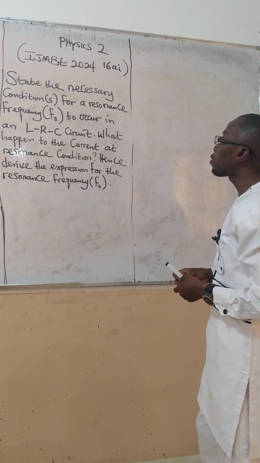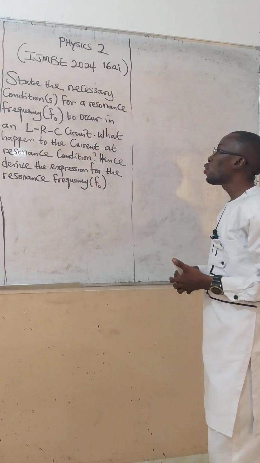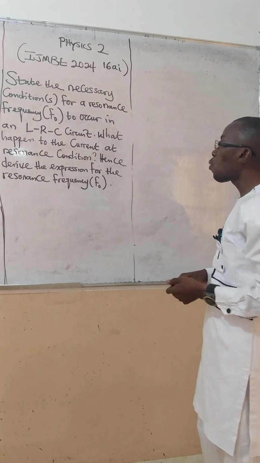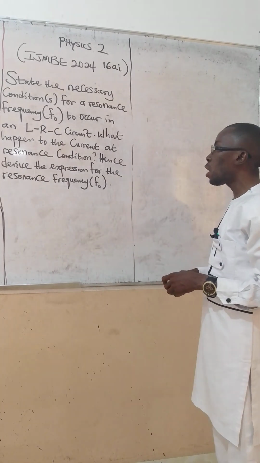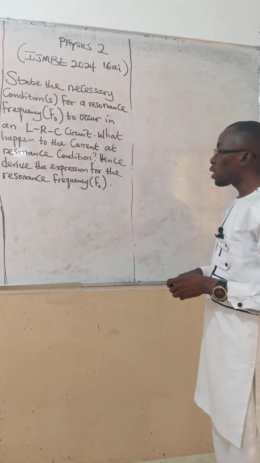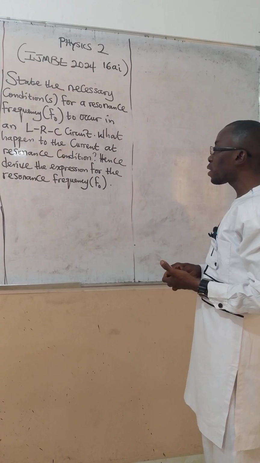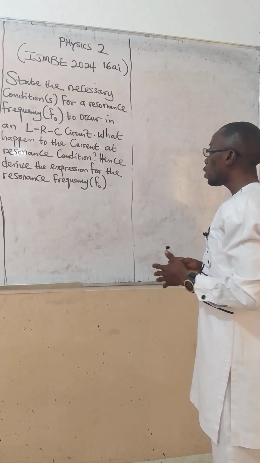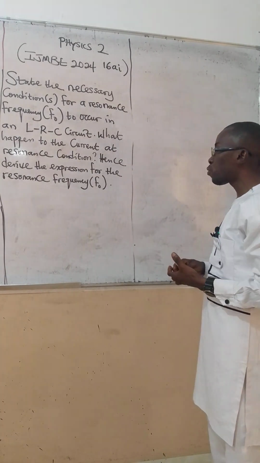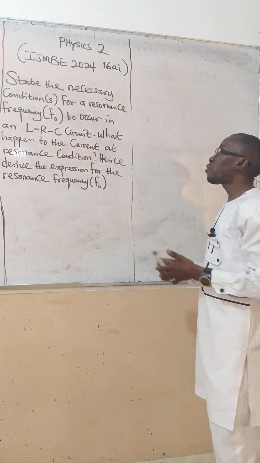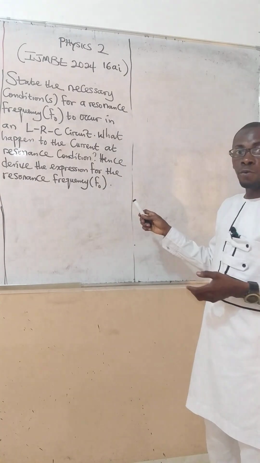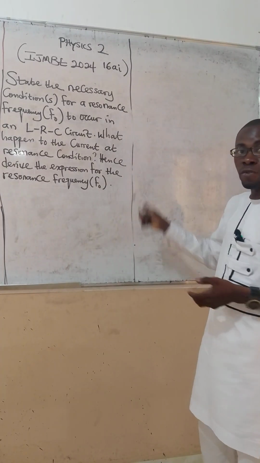All right. State the necessary conditions for resonance frequency to occur in an LRC circuit. One, what happens to the current at resonance condition? Hence, derive the expression for the resonant frequency. Now, this is a JAMB question for 2024, question 16A, Roman figure 1.